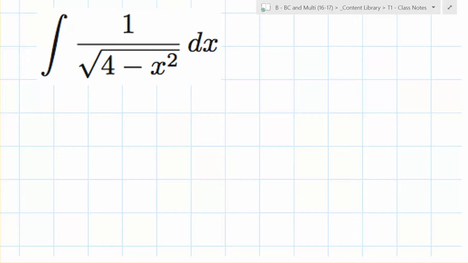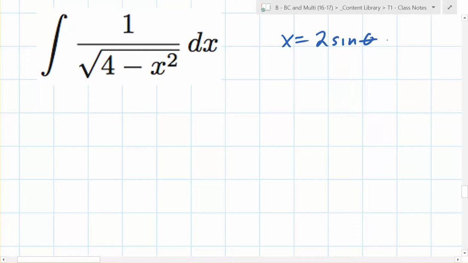So we want to get rid of it. It's just going to change our substitution. Sine will still be involved. Anybody want to guess what the substitution's going to be? We want x to be... just guess. How about 2 sine theta?